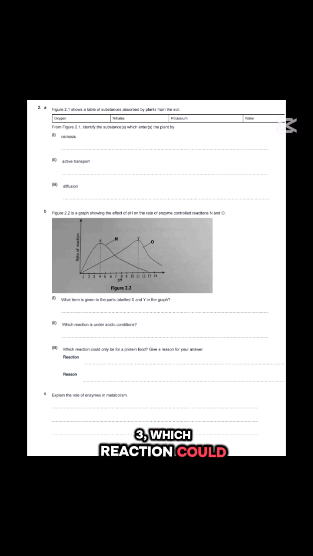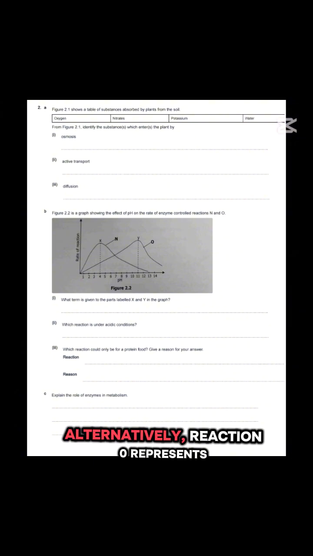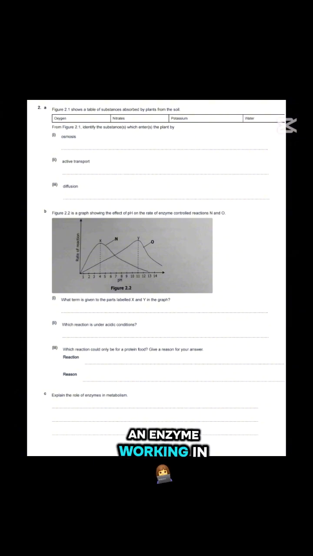3. Which reaction could only be for a protein food? Give a reason for your answer. Reaction N. Reason: reaction N works best in highly acidic conditions, pH 4, which mirrors the action of protease enzymes like pepsin in the stomach that break down proteins. Alternatively, reaction O represents an enzyme working in alkaline conditions, pH 11, like intestinal proteases, e.g., trypsin. Note: either can be a protease, but N explicitly points to gastric digestion environment.